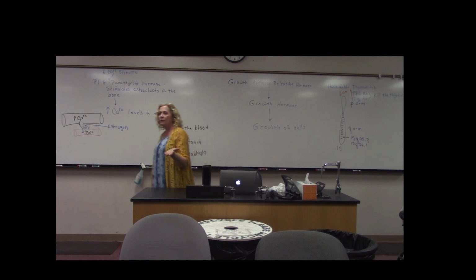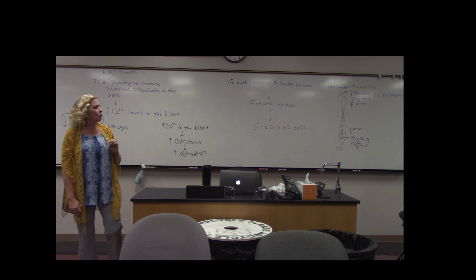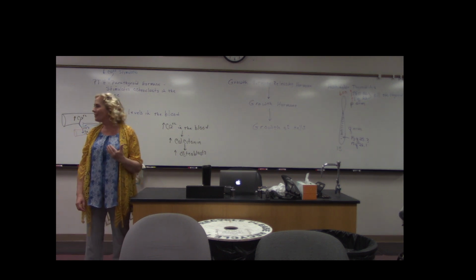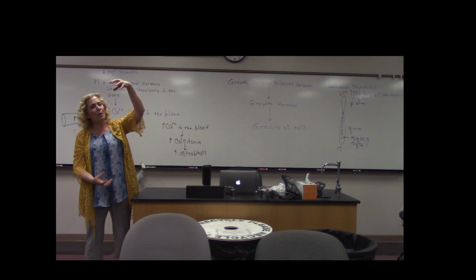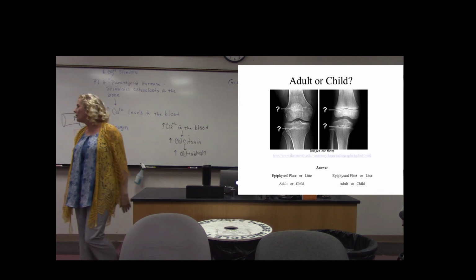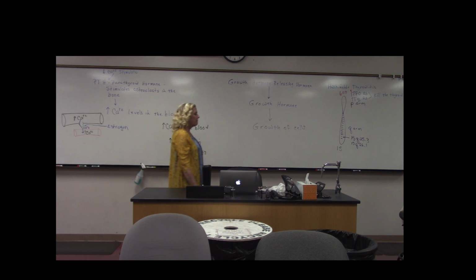So in this individual, they had a pituitary tumor, and they made too much growth hormone. And this was before the epiphyseal plates fused. So they were able to grow and grow and grow in length of all of their long bones, which means they got taller and taller until they were 10 feet tall.